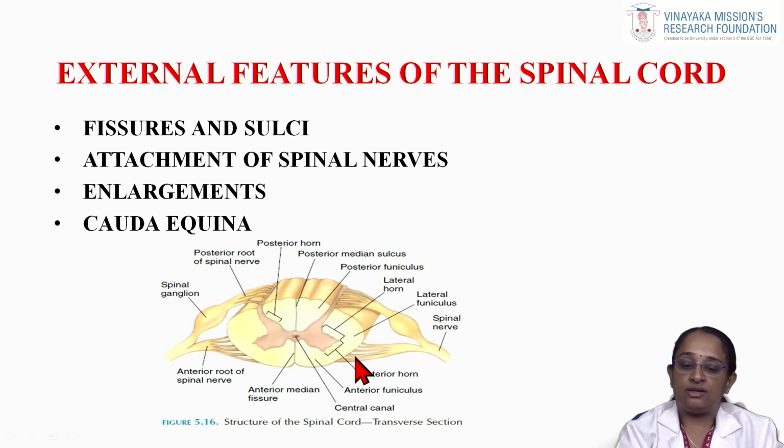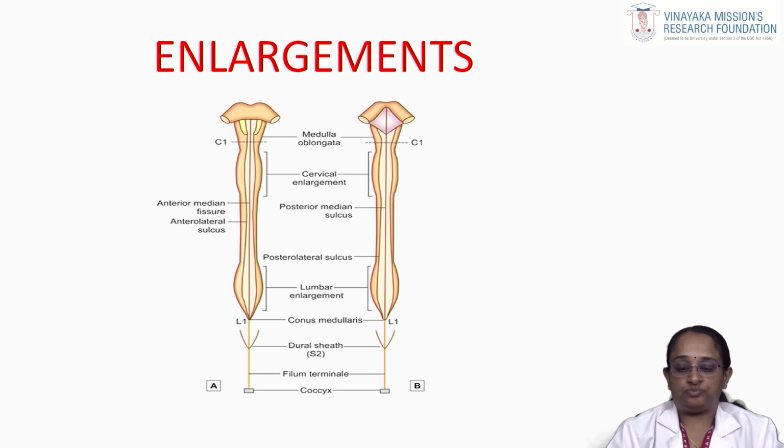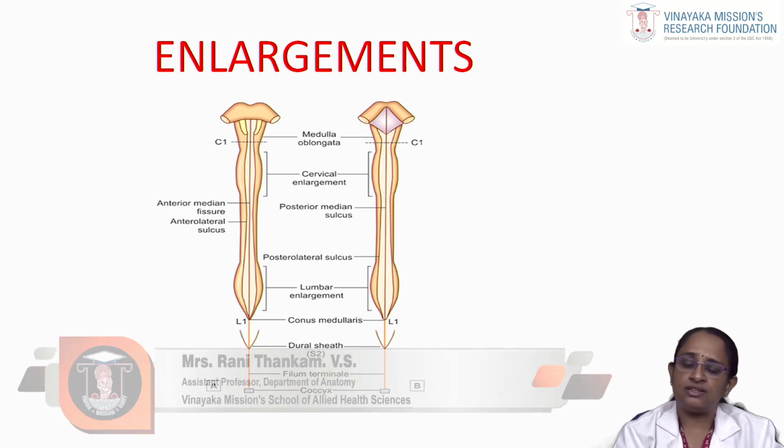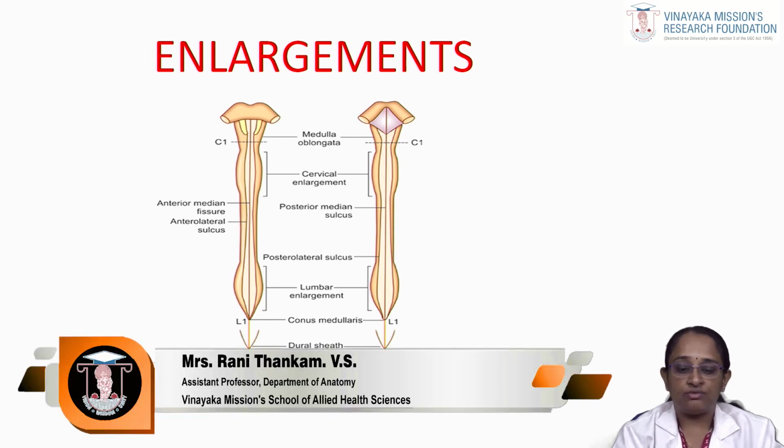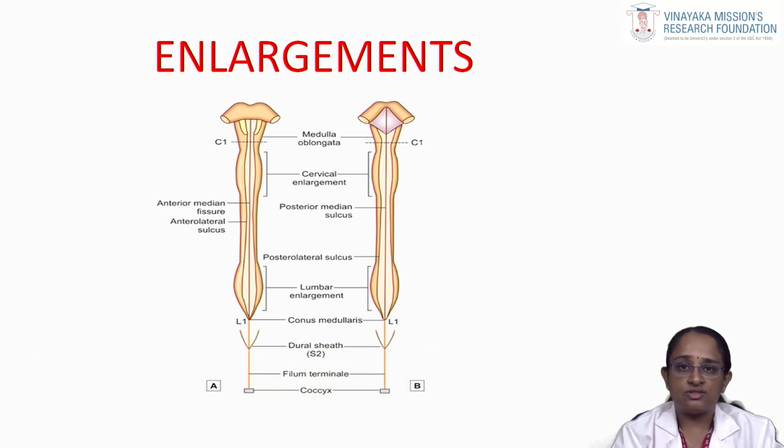Then I said cauda equina and enlargements. That also we will see from the picture. Here, below L1, the lumbar vertebra L1, you can imagine that also as the lumbar spinal nerve. Below that also spinal nerves are there: L2, L3, L4, L5, S1 to S5 and coccyx 1. These spinal nerves form a tail-like structure, just like a tail, that is called cauda equina.